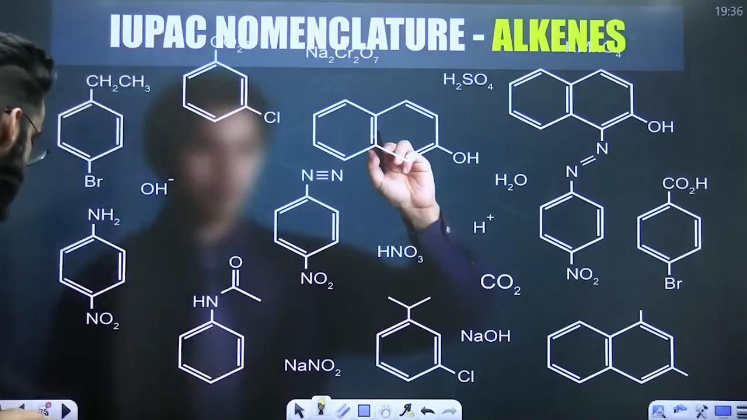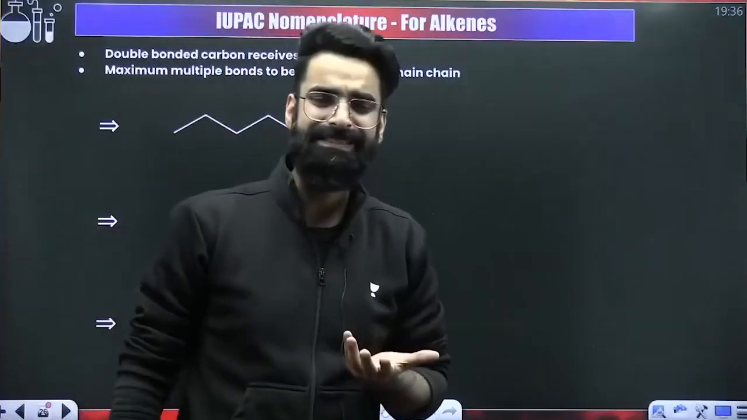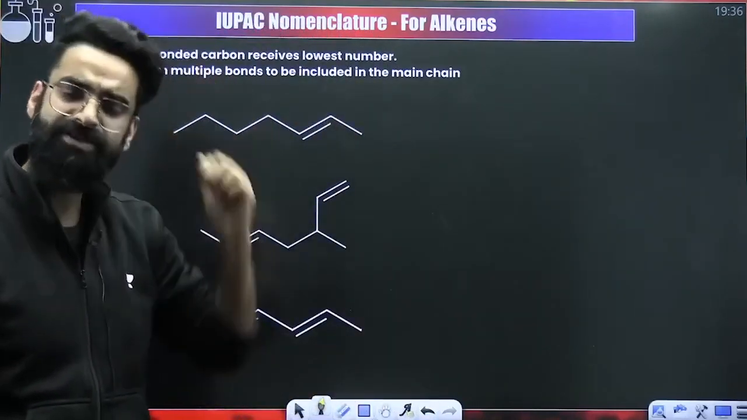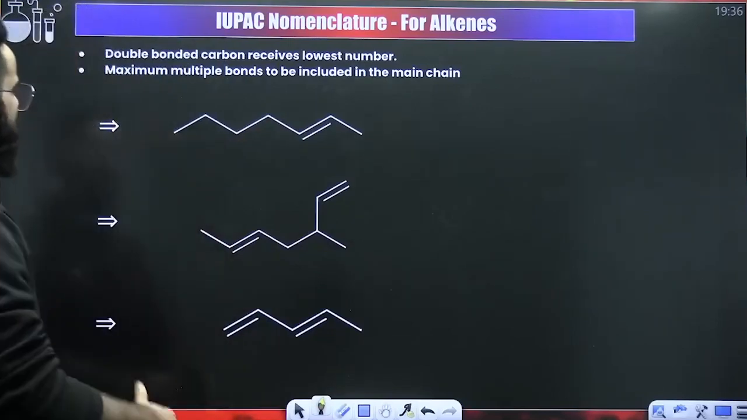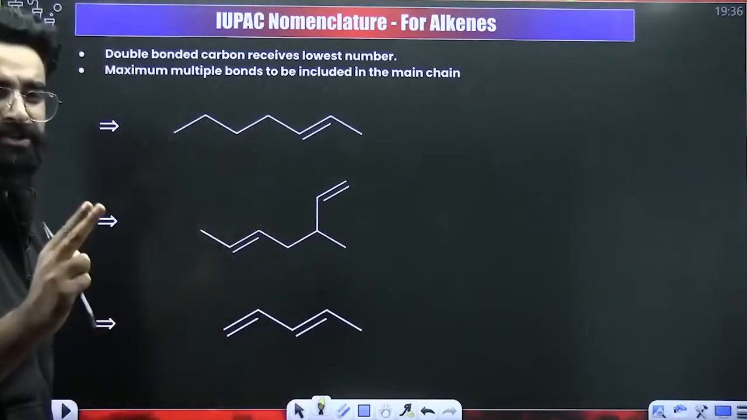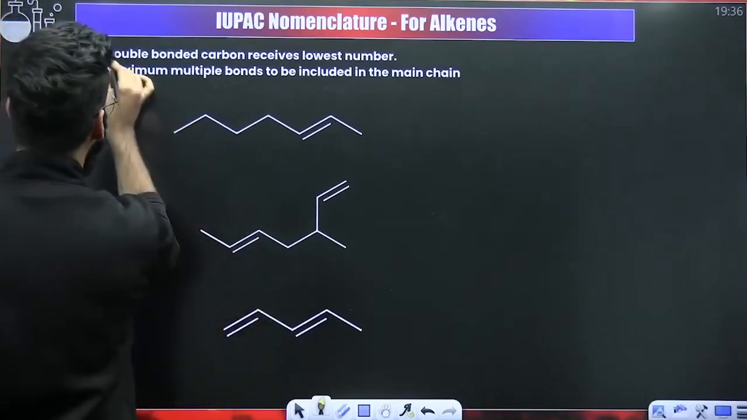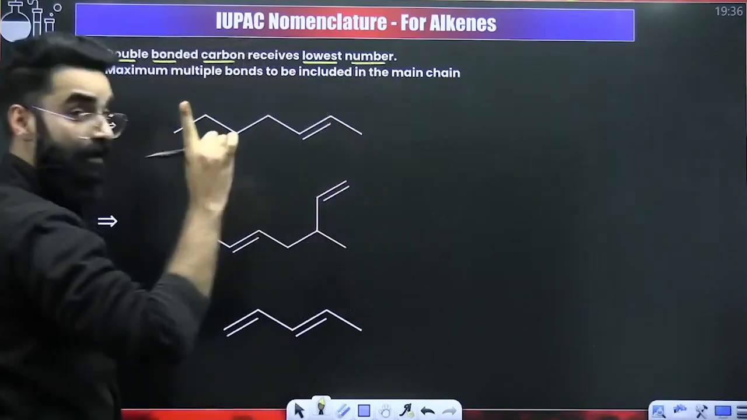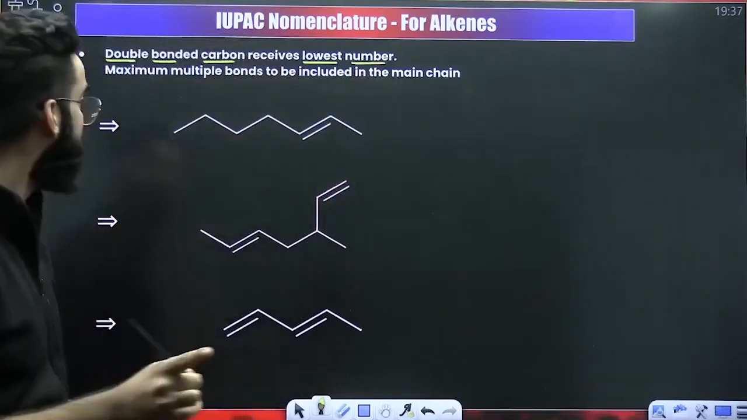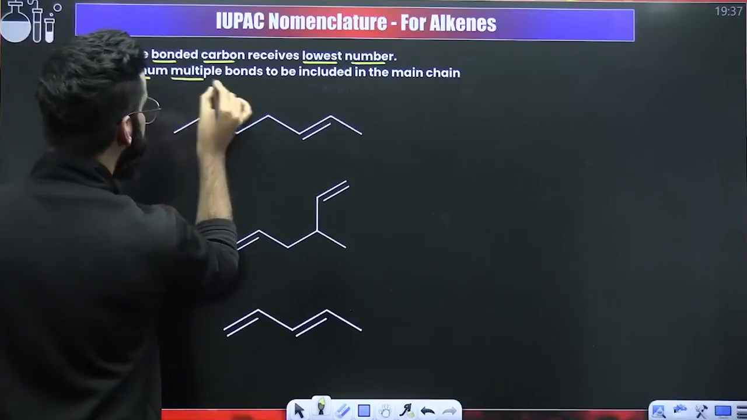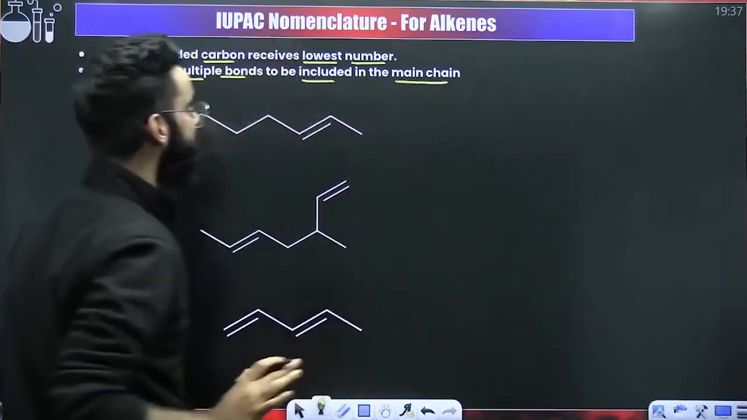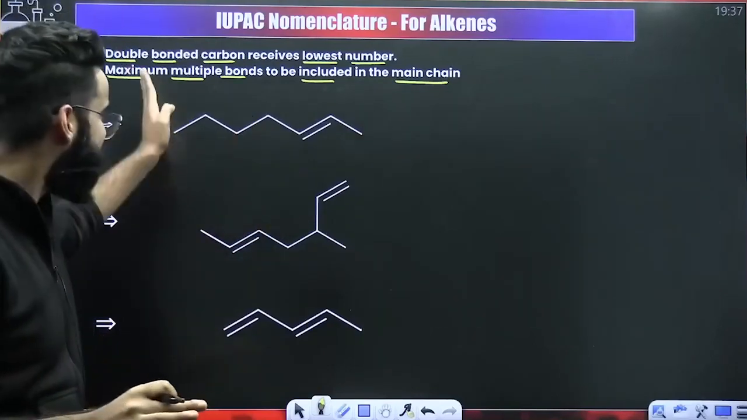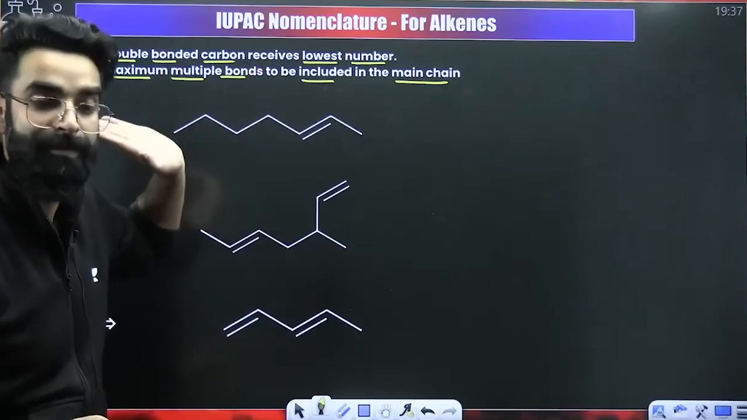Now guys, try to understand. Let's exactly see how do we name alkenes. Slowly we'll be making the level of the questions complex. Let's try to name the alkenes. First of all, 2 things you have to keep into consideration while naming an alkene. Double bonded carbon should receive the lowest number. Maximum multiple bonds to be included in the main chain. Double bonded carbon should receive the minimum number. Maximum multiple bonds to be included in the main chain.